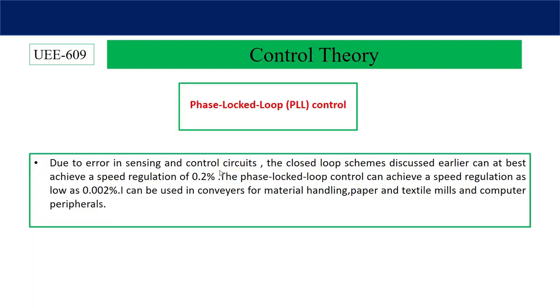Due to errors in sensing and control circuits, the closed loop scheme discussed earlier can at best achieve a speed regulation of 0.2% only. But the phase lock loop control can achieve a speed regulation as low as 0.002%. So it is better. That's why in sophisticated devices like conveyors, paper and textile mills, as well as computer peripherals, this scheme is used. Let's discuss these things.